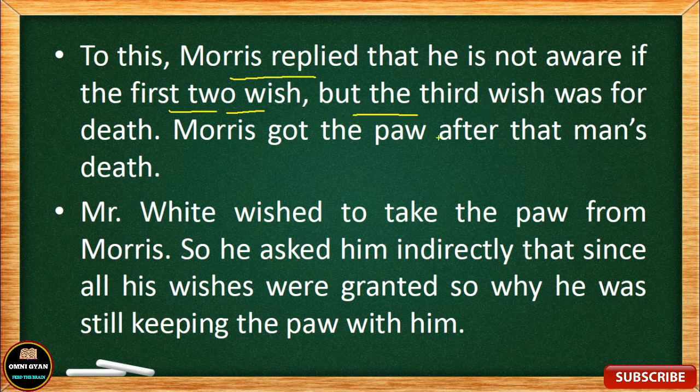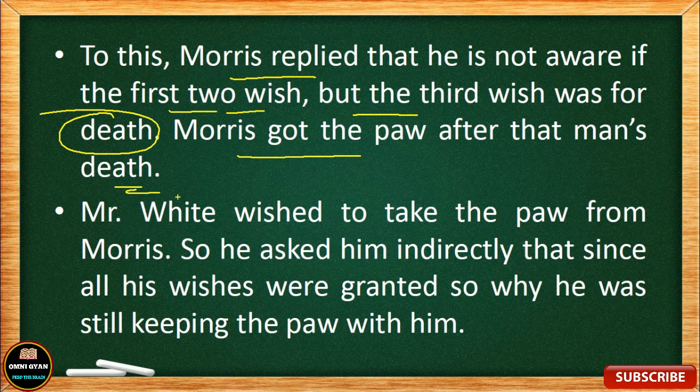was for death. तो Maurice ने कहा कि पहला 2 विश तो मुझे पता नहीं, ठीक है, लेकिन तीसरा विश जो उस आदमी ने मांगा था, वो विश वॉज फॉर डेथ, एंड मॉरिस गॉट द पॉ आफ्टर द मैंस डेथ. तो मॉरिस को वो मंकीज पॉ मिला कब? जब वो आदमी तीसरा विश मांग के मर गया. ऑलराइट, okay, is this concept clear?